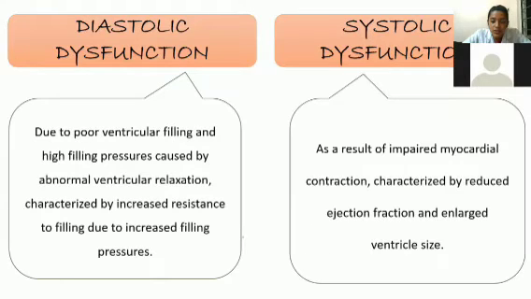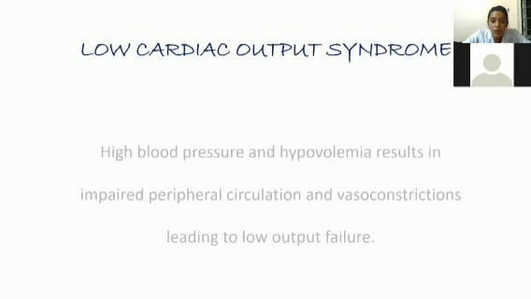Systolic dysfunction is a result of impaired myocardial contraction, characterized by reduced ejection fraction and enlarged ventricle size. So myocardial contraction is not occurring properly. So we have to increase the force of the contraction, so that we can increase the ejection fraction. So this is about systolic dysfunction. This is another classification: low cardiac output syndrome.